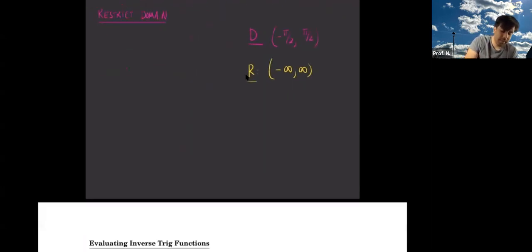So now look what I got. I got exactly what I want. I got the piece of tangent that represents all of the range, and it's all I need. All I need is this piece here.